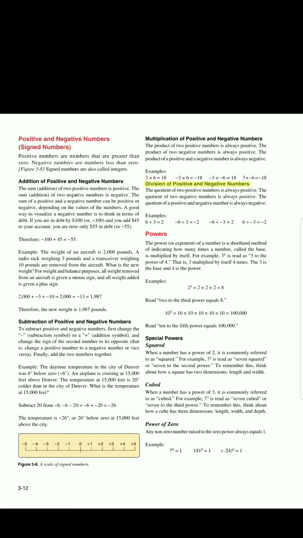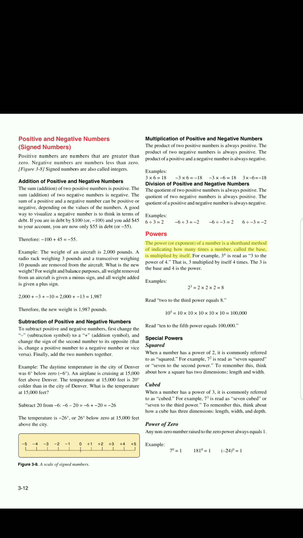Division of positive and negative numbers. The quotient of two positive numbers is always positive. The quotient of two negative numbers is always positive. The quotient of a positive and negative number is always negative. Examples. 6 divided by 3 equals 2. Minus 6 divided by 3 equals minus 2. Minus 6 divided by minus 3 equals 2. 6 divided by minus 3 equals minus 2.